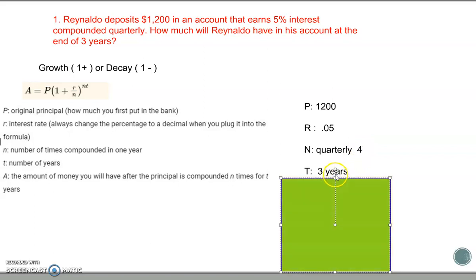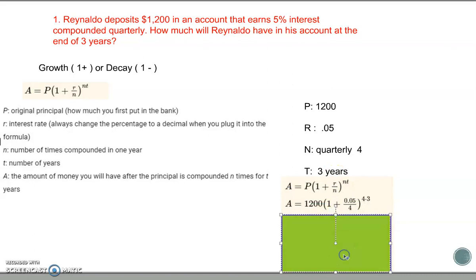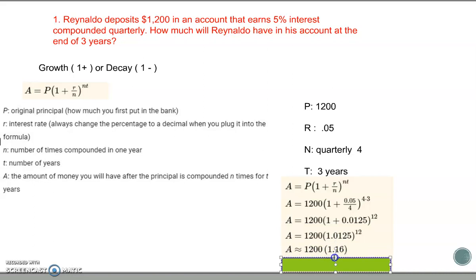Finally, you're just plugging this in, remember, to the formula. Here's our formula. I plugged all of my values in. You're going to do 0.05 divided by 4 first, and 4 times 3 is 12. Then you do what is inside the parentheses, 1 plus 0.0125. You take inside the parentheses to the 12th power, and you get that. And finally, you just multiply. So that means you'll have $1,392 in the bank after the 3 years.